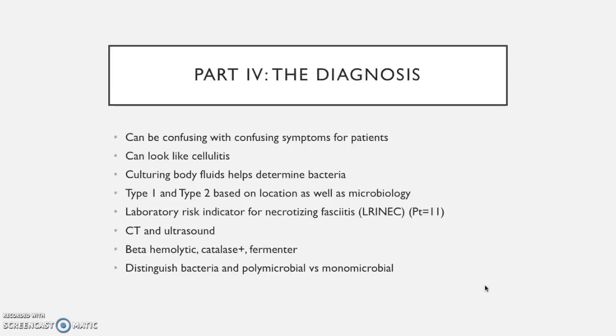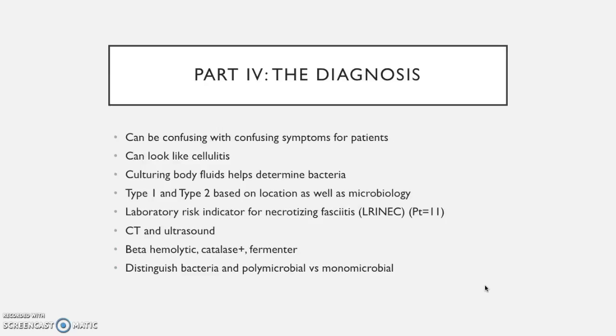Part 4, the diagnosis. So necrotizing fasciitis can be a little bit confusing for patients because it doesn't start out as obvious signs on the skin of an infection. It can start with pain that feels like a pulled muscle. And this can also be accompanied with fatigue and vomiting and things like that, which makes it confusing and doesn't lead patients to immediately seek care until the symptoms start, and then it can be too late.